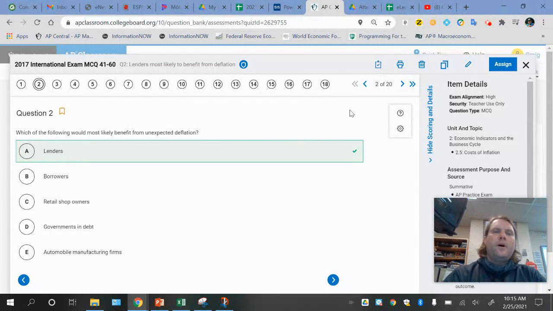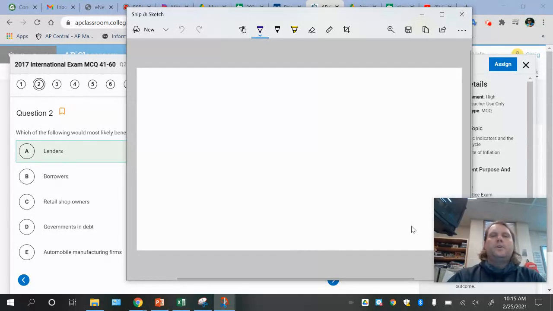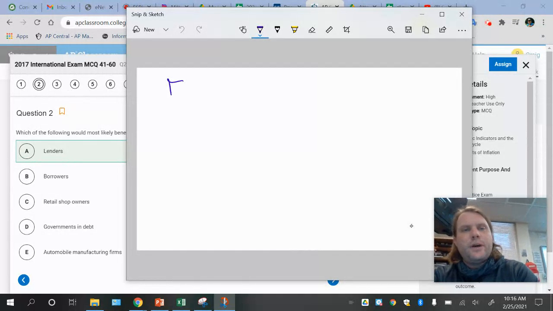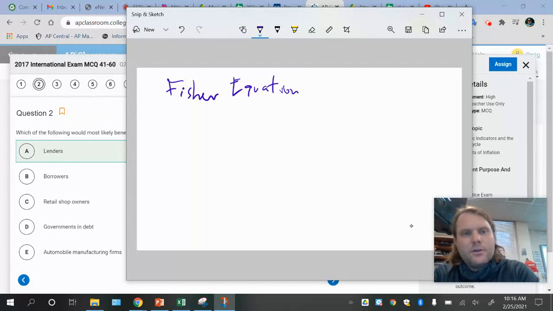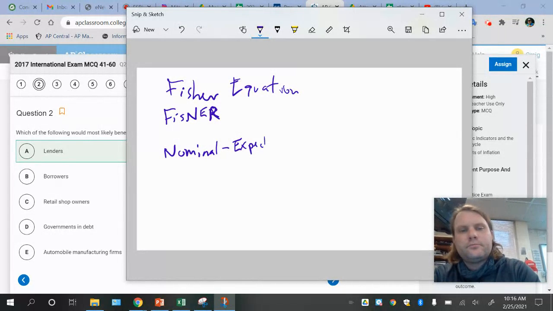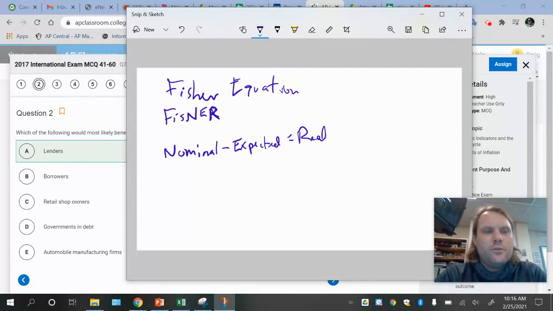Who's going to benefit from unexpected inflation? Let's review our equation here. Our equation is referred to as the Fisher equation. If you turn this H into an N, it gives me a fish, or a Fisner, so to speak. And that helps me remember that my nominal interest minus my expected interest equals my real interest rate.